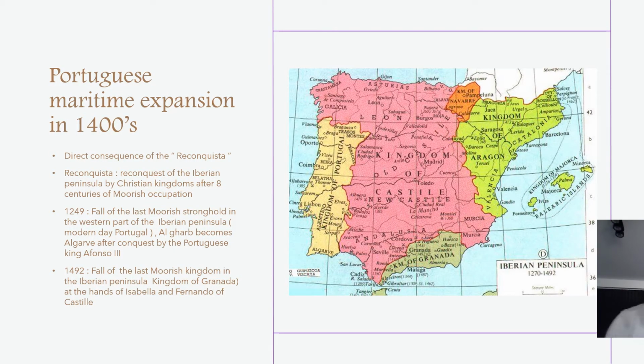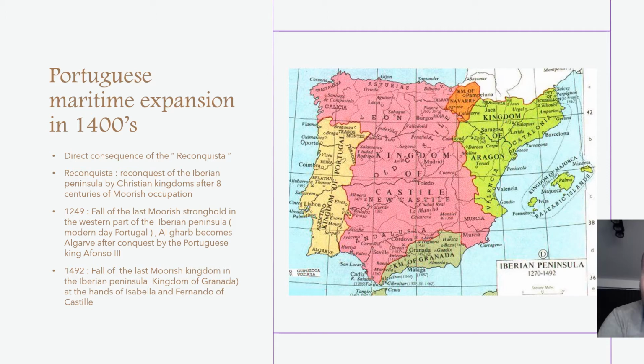So as I've said before, 1400s, Reconquista. Now look at this map. You look at this map, and what do we see? On the western part of the Iberian Peninsula, we have the Kingdom of Portugal. Now the Kingdom of Portugal, their reconquista was already complete by 1249 AD.